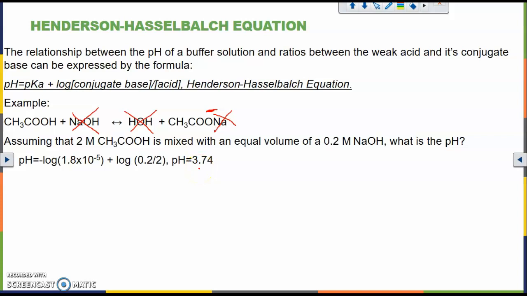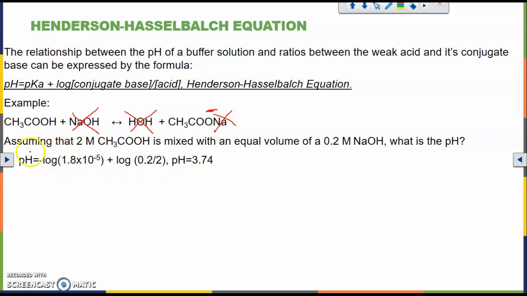Something very important here: when you take the log of something smaller than 1, and 0.2 divided by 2 is definitely smaller than 1, the log is negative. The log of something bigger than 1 is positive. So in this case, you're going to be subtracting from the pKa.